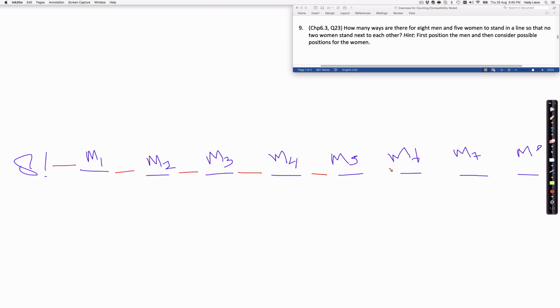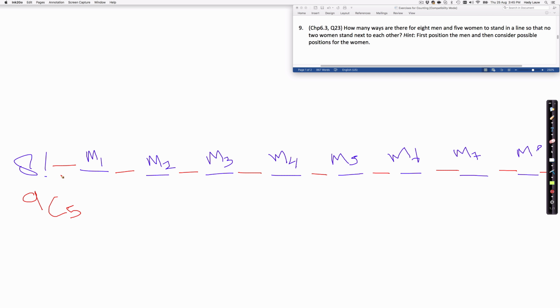So this is going to create 9 possibilities for the women. 1, 2, 3, 4, 5, 6, 7, 8, 9, and the 9th one is at the end here. But there are only 5 women. So we need to select 5 out of 9 to be allocated to the women. So then we're going to have 9 choose 5. And this 9 choose 5 is to select 5 slots out of 9 where the women could be.